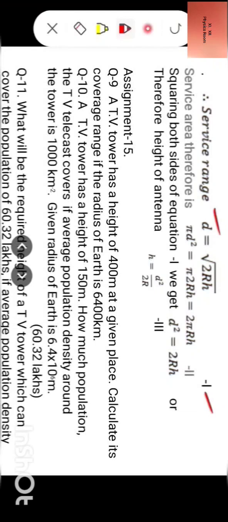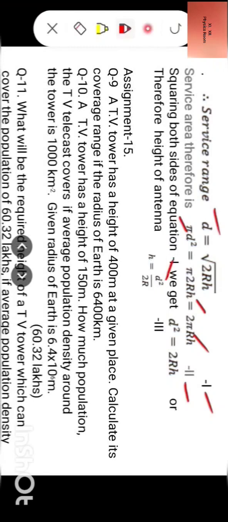Now, let us derive the expression for service area. Service area therefore is pi D square, because signals are received at 360-degree directions from the transmitting station. Therefore, D can be treated as the radius of the circle of service area. Because D square is equal to 2Rh, so therefore we write service area pi D square is equal to pi into 2Rh, or simply 2 pi Rh. Let us mark it as equation 2.